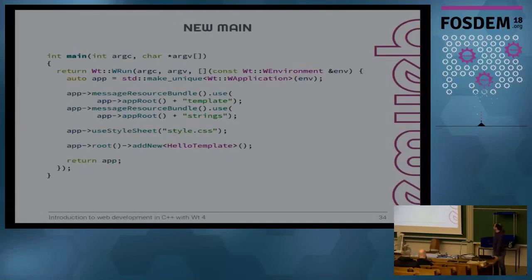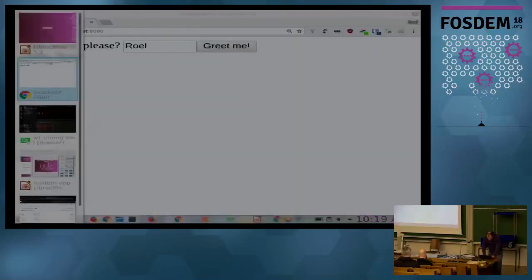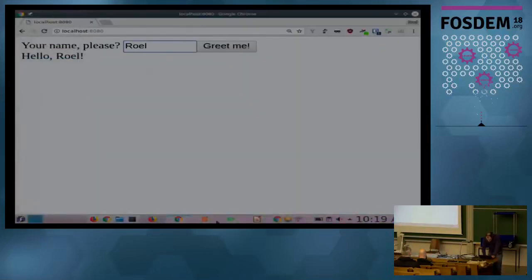And our new main function just becomes the using of the template and strings and style.css, and then we create our new hello templates. So building and running is the same, except that now you have to pass in the app root so it knows where to find that one. So when you run that, it looks like this.